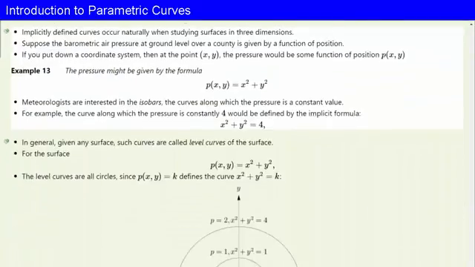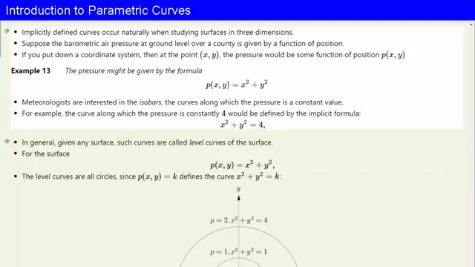To finish this lecture, I want to point out that implicitly defined curves occur quite naturally when studying surfaces in 3 dimensions. Suppose, for example, that the barometric air pressure at ground level over a county is given by a function of position. If you put down a coordinate system, then at the point with coordinates x, y, the pressure would be some function of position, p of x, y. As a ridiculously simple example, the pressure might be given by the formula p of x, y is x squared plus y squared.